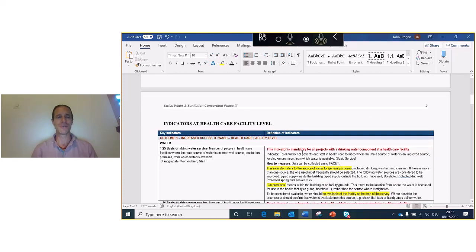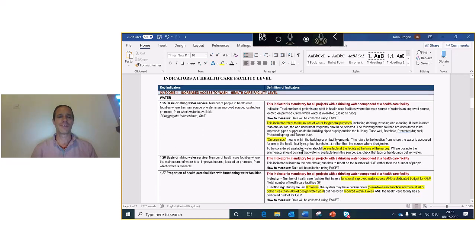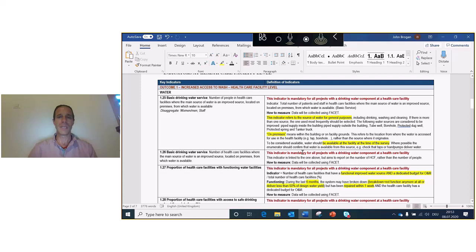So now we're getting into the key indicators at the outcome level. Again, these are the basic level indicators, definitions that we saw from the JMP document. For basic drinking water service, we want to look at the aspects where the main source of water is an improved source, it's located on the premises of the healthcare facility, and water is available at the time of the survey. So this is referring to water for general purposes, drinking, washing, cleaning.